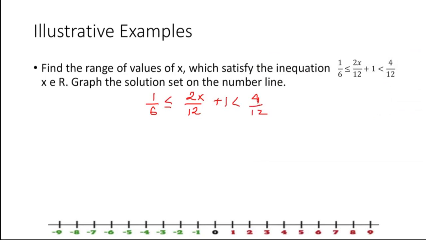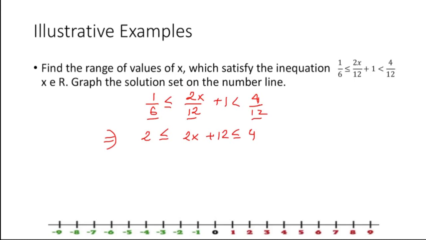Okay, so now let's simplify it. First of all, let's multiply both sides by 12. When there's a fraction involved, we need to simplify it by multiplying with the appropriate factor. Here we have 12, 12, and we have 6, so the LCM of these is 12. So I'll multiply the entire inequation by the number 12. So 1 by 6 multiplied by 12 would be 2 less than 2x plus 12, less than 4 by 12 multiplied by 12, which is 4.